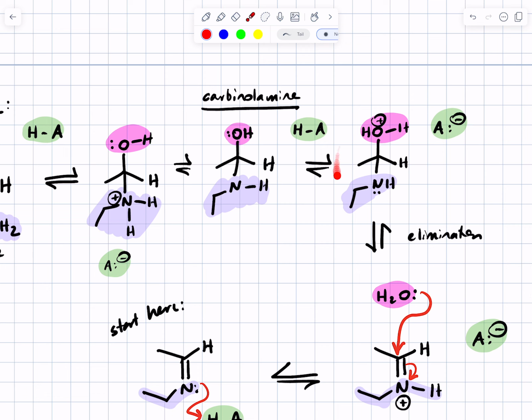Now, how do we get from here to the carbinolamine? What do we do with the conjugate base of our acid? Just take the proton off, right?